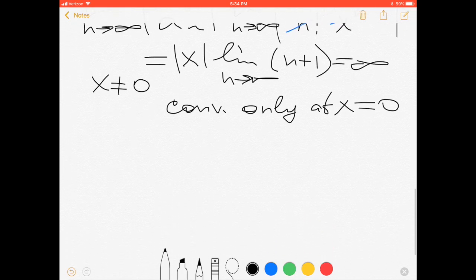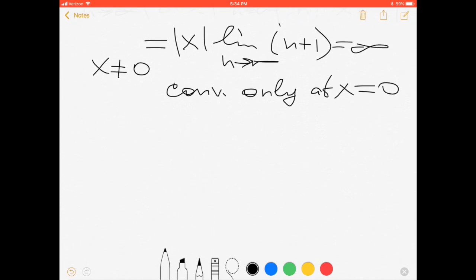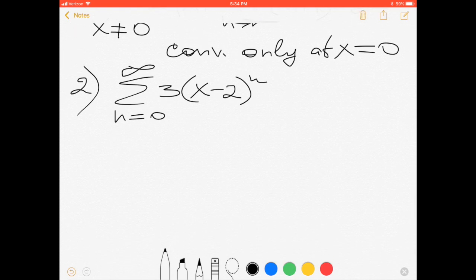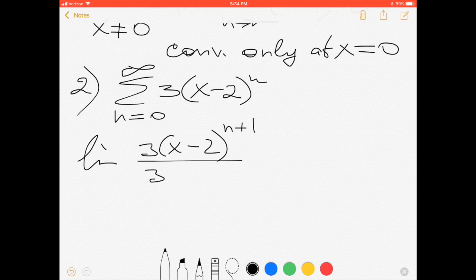Okay, the next example. Let's go. Our series is the sum of 3 times (x minus 2) to the power n, where n is from 0 to infinity. Use the same ratio test. You have the limit of 3(x minus 2) to the power n plus 1 over 3 times (x minus 2) to the power n. Don't forget about the absolute value, and n approaches infinity.